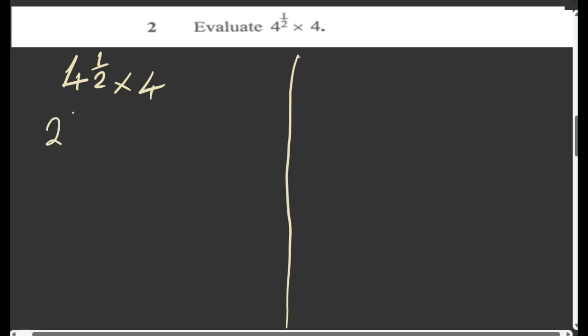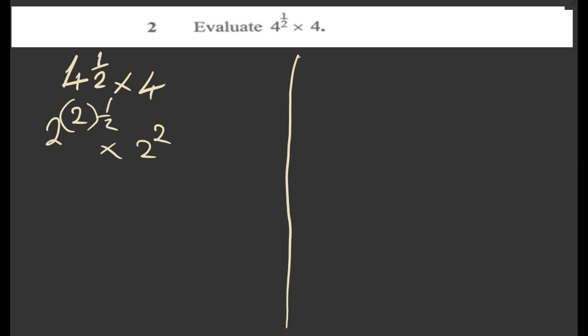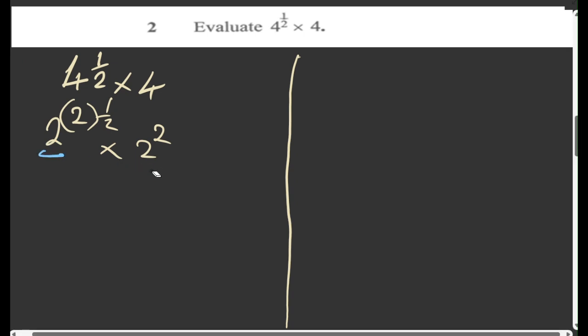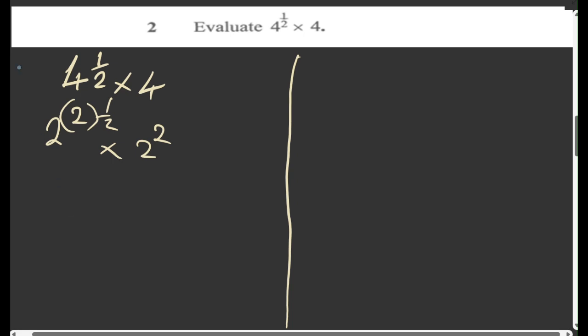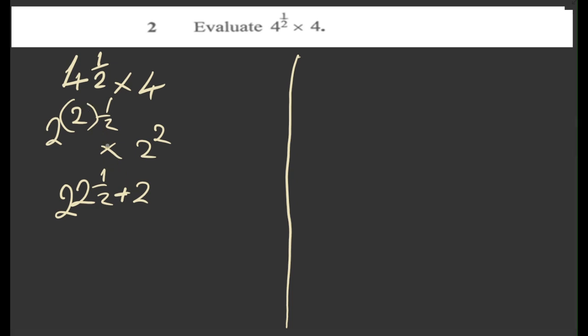So this is the same as 2 to the power 2, raised to the power 1 over 2, multiplied by 2 to the power 2. Now, since the bases are equal, these 2 and these 2 are equal, we can therefore add the powers. So we can say this is equal to 2 to the power 1 over 2 plus 2. You need to understand that when you are dealing with multiplication in indices, the powers add.